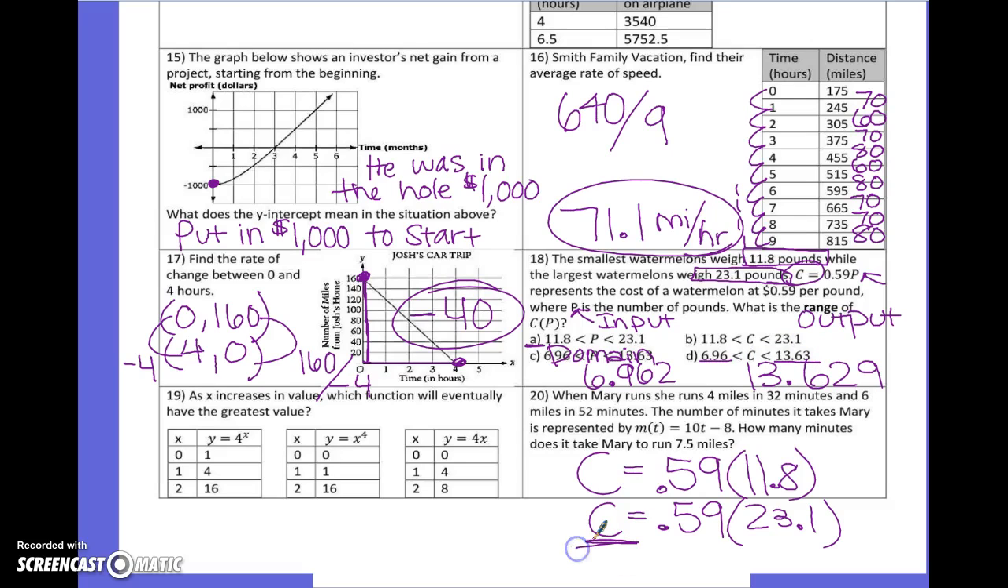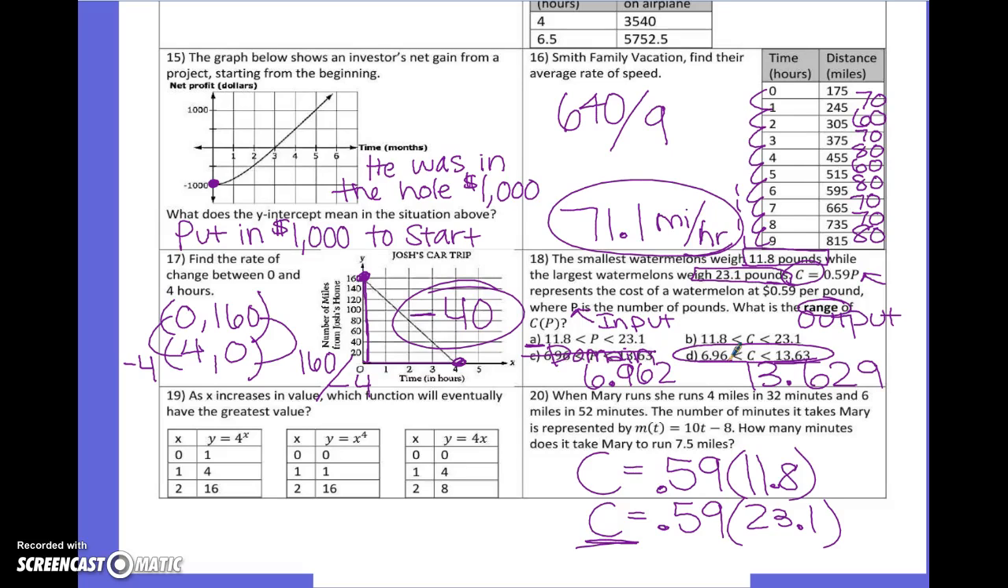And this is the output, or the cost, right? It would not be answer C because that has a P with it, which P is the input. It's not the output. Range is output, domain is input. So in this case, it's going to be answer D.